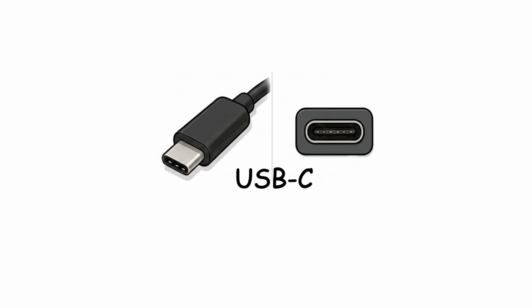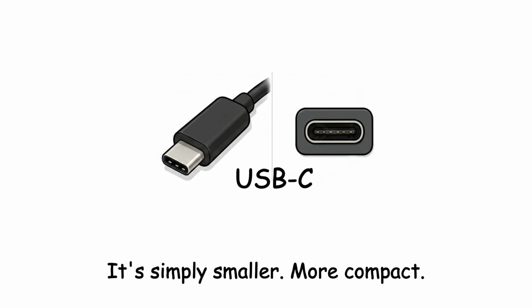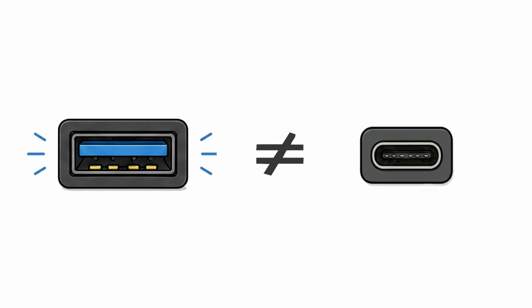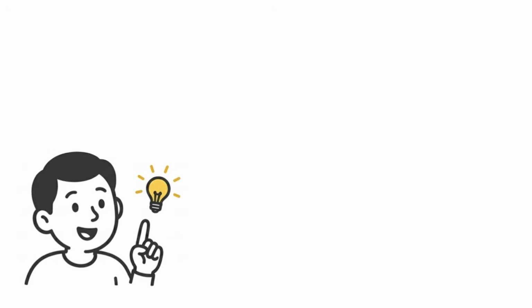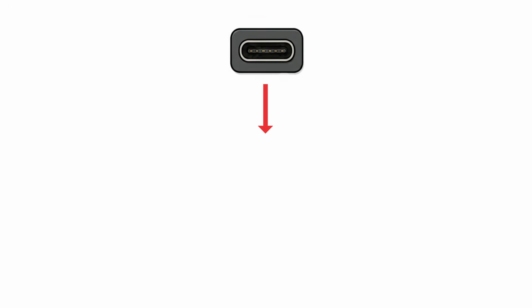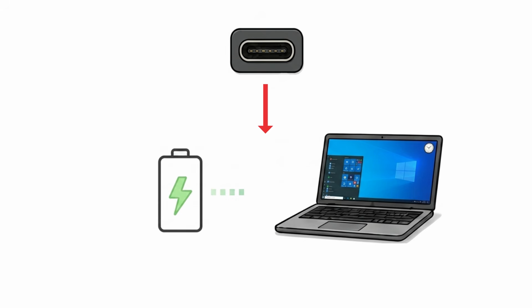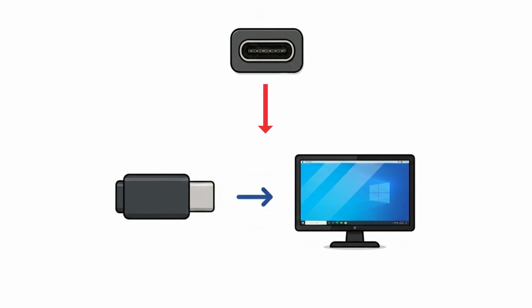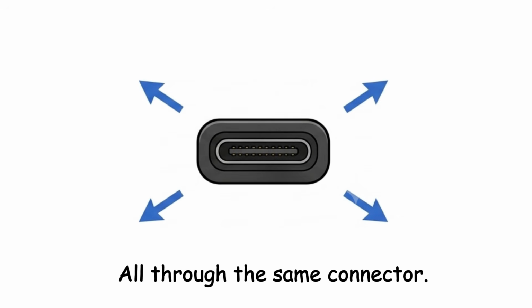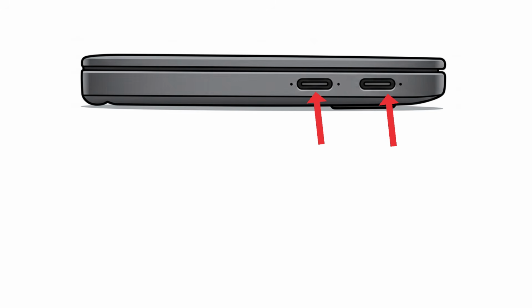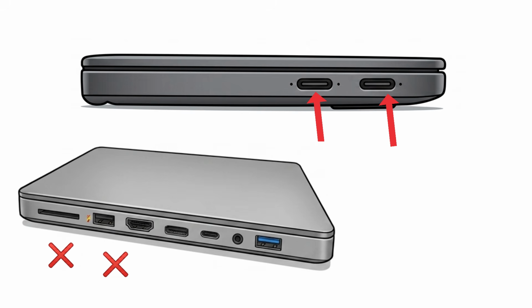USB-C doesn't seem very different. It's simply smaller, more compact, and unlike USB-A, it works whichever way you plug it in. No more flipping the cable 3 times before it fits. But the real improvement isn't its shape, it's what it can do. USB-C can transfer data, deliver power, charge laptops, connect external monitors, run docking stations, and connect high-speed storage, all through the same connector. That's why many modern laptops now rely almost entirely on USB-C. Instead of having separate ports for different tasks, one connector can perform several of them.